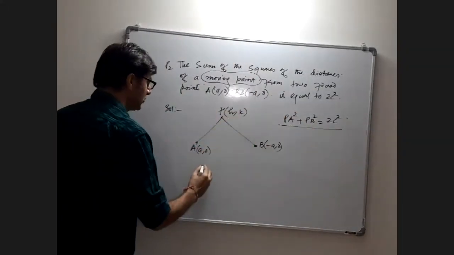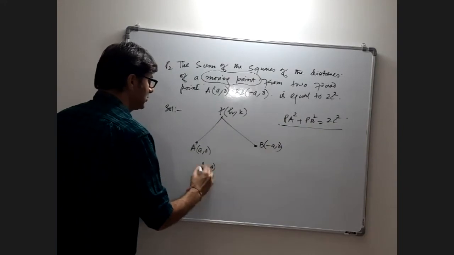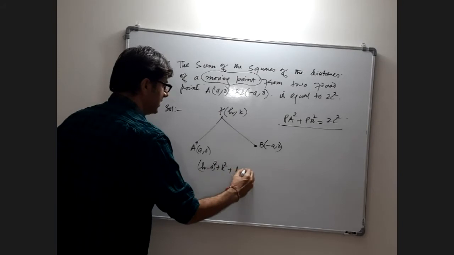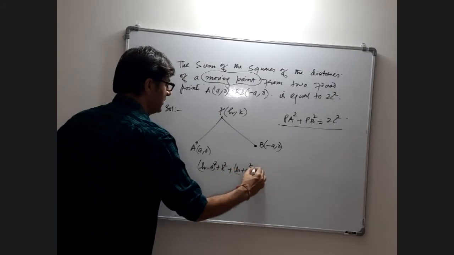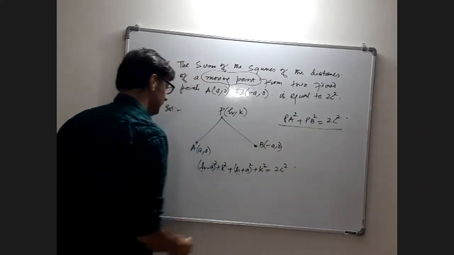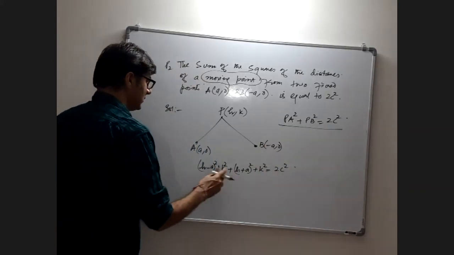So quickly you can put down the values over here. So what is PA square? It's h minus a whole square plus k square, plus h plus a whole square plus k square is equal to what? 2c square. Fine. So h square plus h square is 2h square.